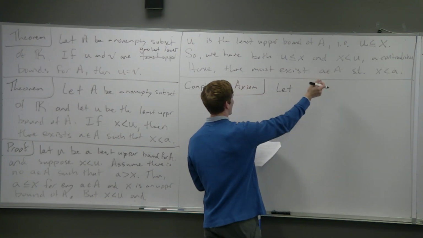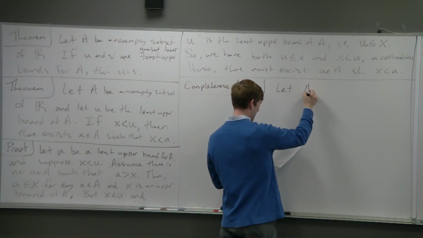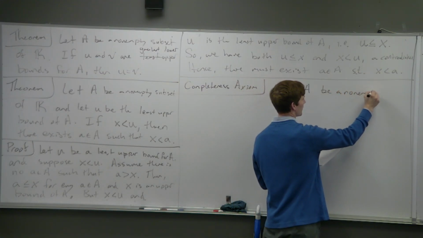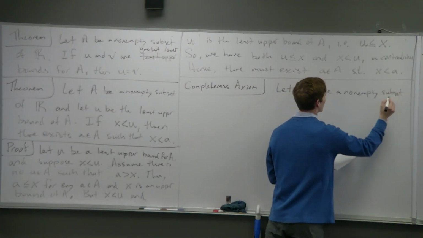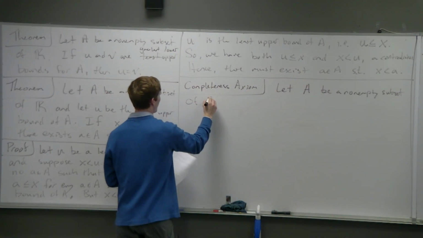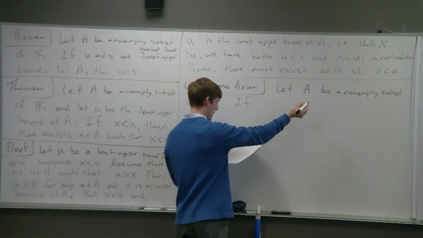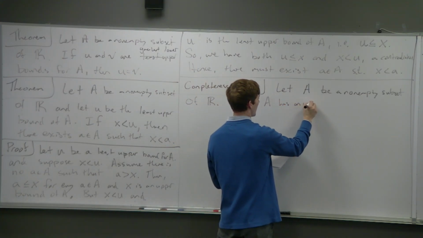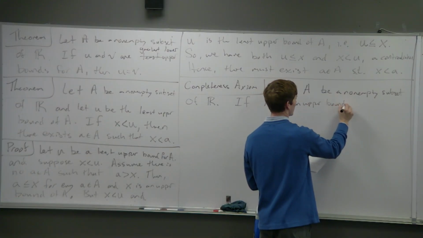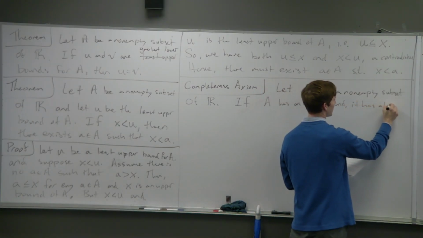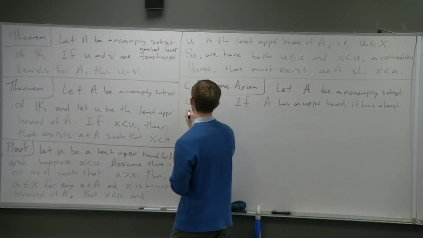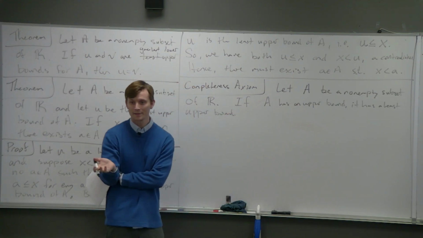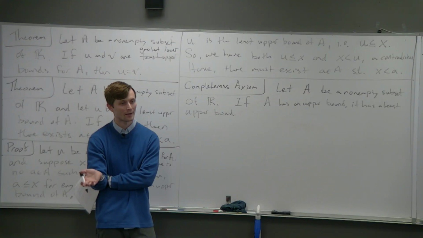Sorry, I said axioms. Let A be a non-empty subset of R. If A has an upper bound, it has a least upper bound. Likewise, if it has a lower bound, it has a greatest lower bound.